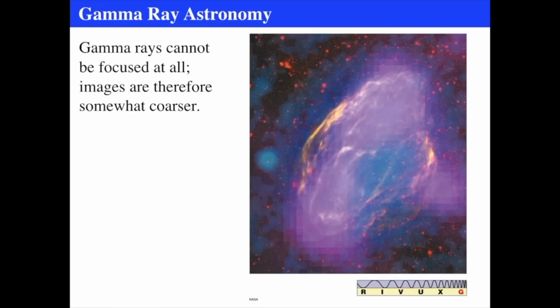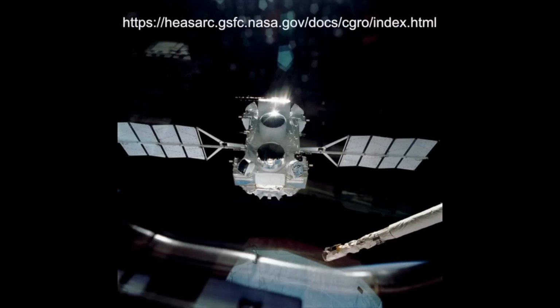So it's very hard to focus them, so you have to use other kinds of techniques to focus them. And one of the other major great observatories, other than Hubble, Spitzer, and Chandra, was the Compton Gamma Ray Observatory, which was launched in 1991 when I was an undergraduate. And it observed for about a decade until it was plunged into the ocean.